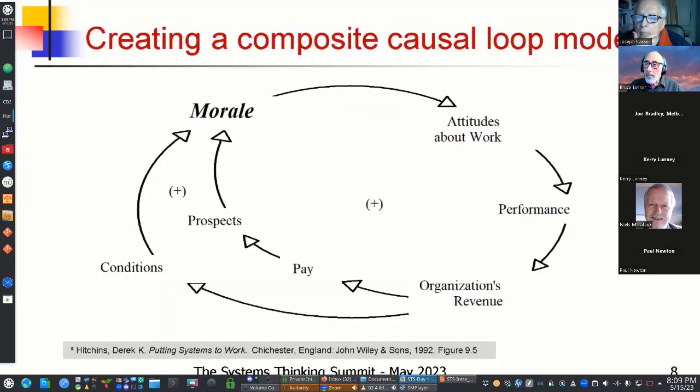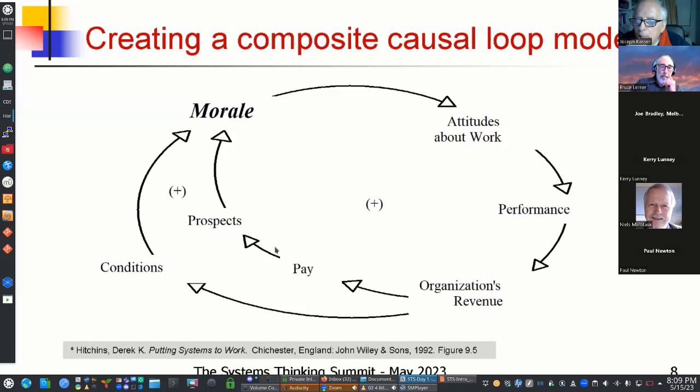And then you create a composite causal loop by adding them together. You see the things that affect attitudes about work, performance, organizations, revenue. The revenue outputs go to pay or conditions or prospects, and you create the loops.